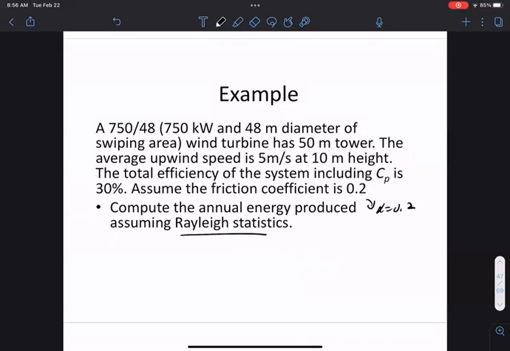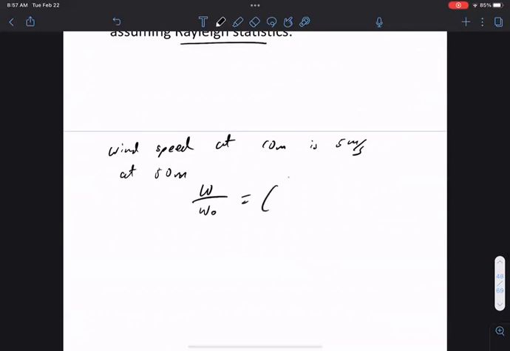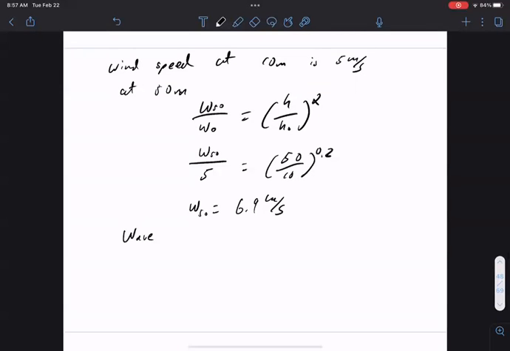The first thing to do is, we want the tower at 50 meters and we measure wind speed at 10 meters. So first of all, let's compute the speed at the tower height. At 50 meters, we have an equation we have seen in the first part of the class: 50 over 10 to the power 0.2. So this is 6.9 meters per second. So the average wind speed we use is 6.9 meters per second.